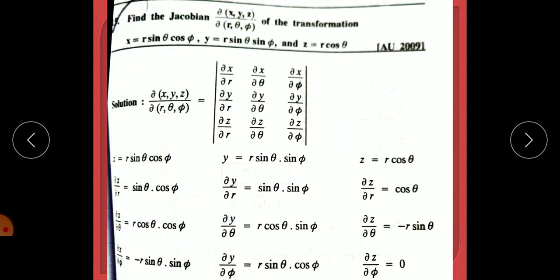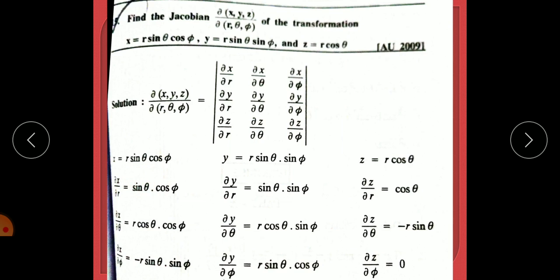Next question: find the Jacobian of three variables, ∂(x,y,z) by ∂(r,theta,phi). Also they have given the x value, y value, z value. I have selected only the important questions. Based on this only they will be asking in the university exam, or they may directly ask this same question also. So for ∂(x,y,z) by ∂(r,theta,phi), you can use the three-variable determinant. I have already given it in the definition.